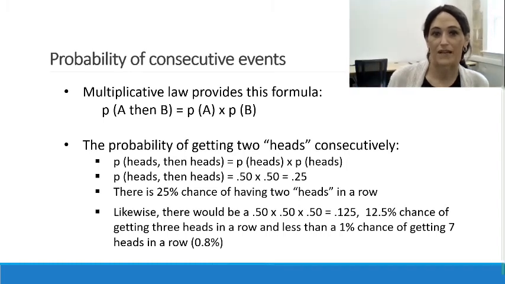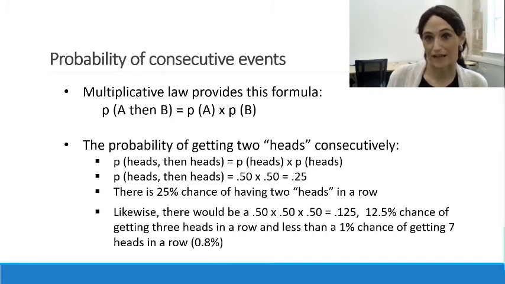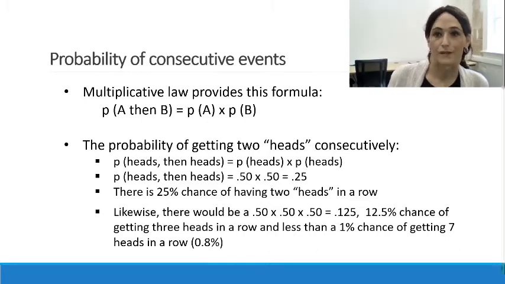So the probability of getting 2 heads consecutively, heads then heads, would be the probability of heads times the probability of getting heads. So 0.50 times 0.50 is 0.25. One time, chances are 50%. 2 times in a row, chances are 25%. There's a 25% chance of getting 2 heads in a row. Likewise, there would be a 12.5% chance of getting 3 heads in a row, simply 0.5 times 0.5 times 0.5.